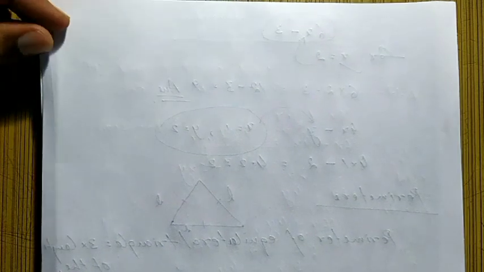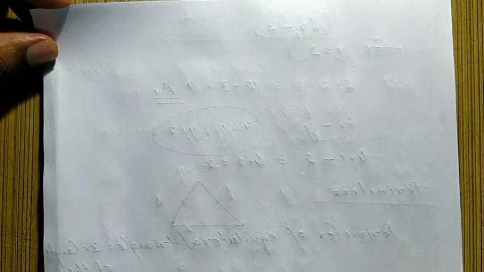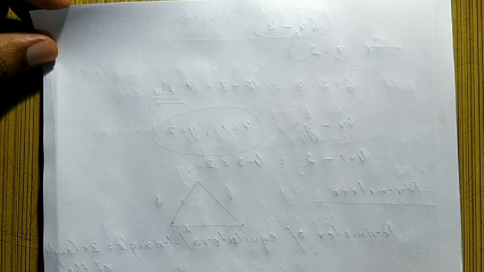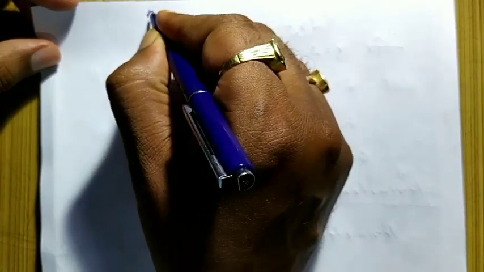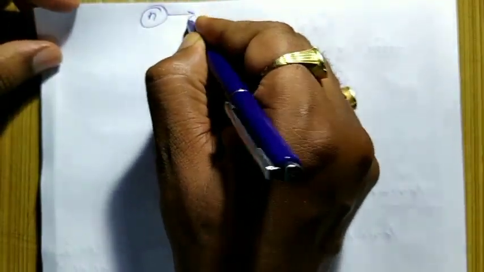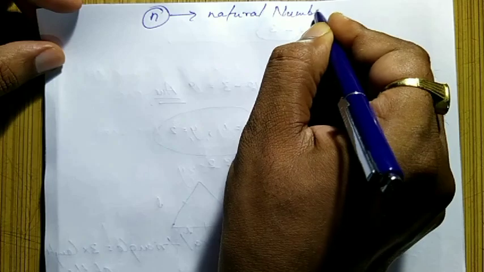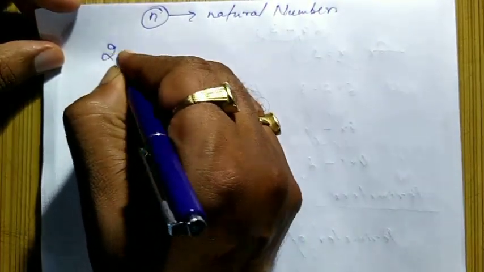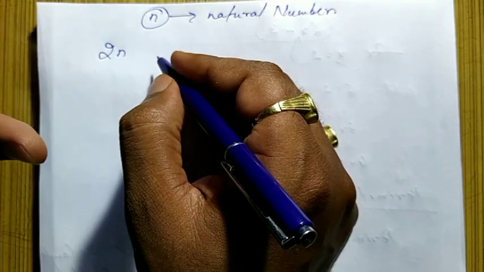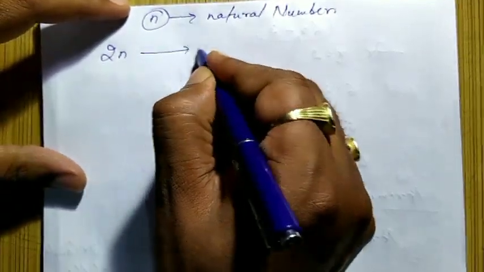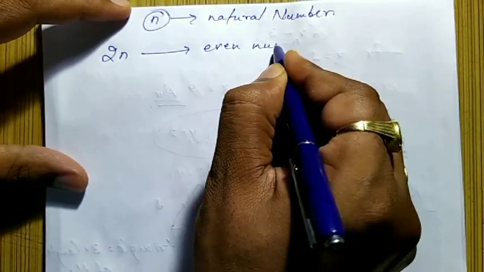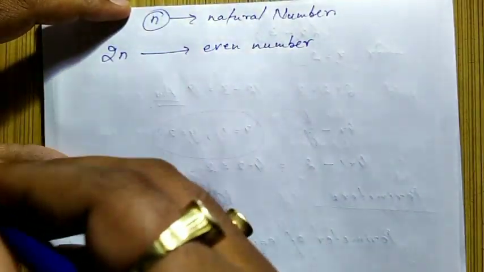Same topic. Suppose a natural number is denoted by n, and already I told you n is a natural number. So what will 2n denote? This will denote an even number. You can check by any value.